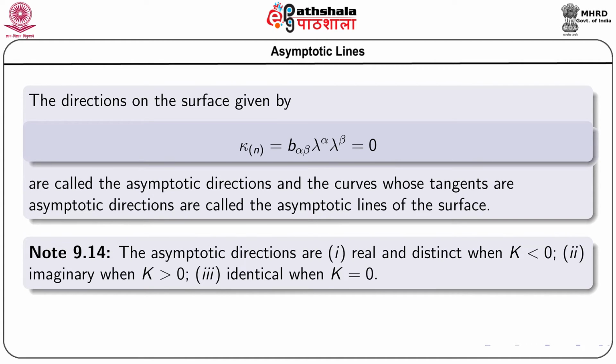Now, the asymptotic directions are real and distinct when the Gaussian curvature, this K is the Gaussian curvature, is less than 0, imaginary when Gaussian curvature is greater than 0, and identical when Gaussian curvature equals to 0.